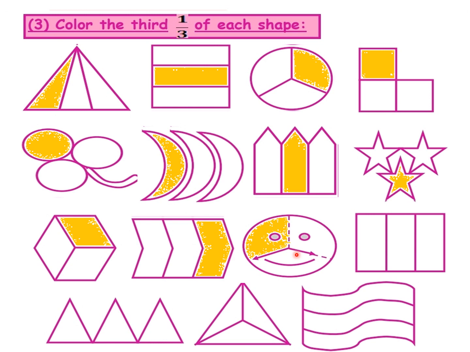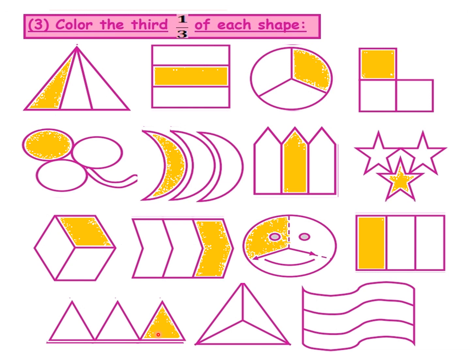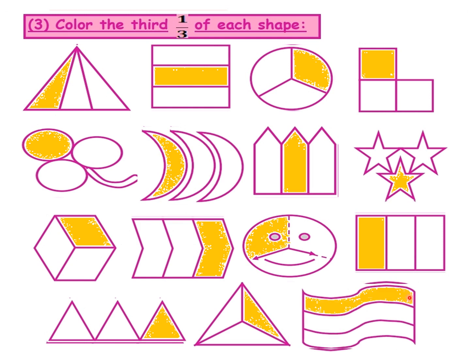Here the same, 1 out of 3, and here the same, 1 out of 3. The third means 1 out of 3, so I will color one part only from the 3. And here too I will color only one part of the 3. And here I want to color the third, so I will color 1 out of 3.